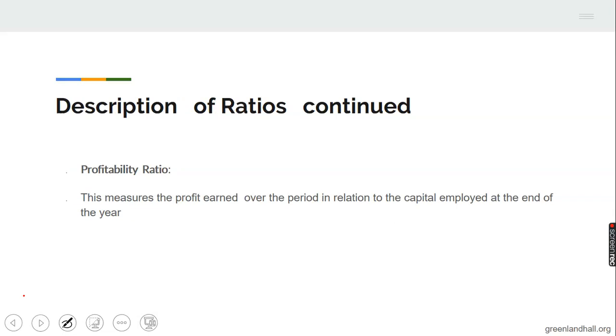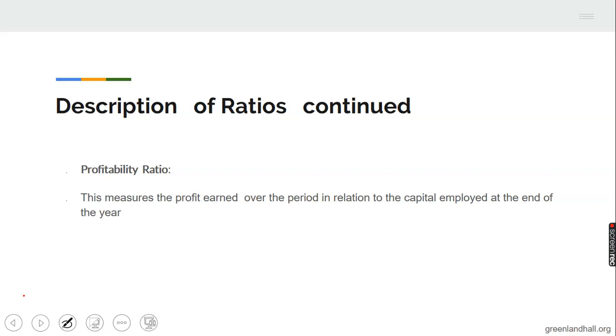The first one that we're looking at is profitability ratio. So when we say profitability ratio, it means it is a ratio that has to do with the profit that is made at a particular operating period. In other words, it measures the profit earned over the period in relation to the capital employed at the end of the year.